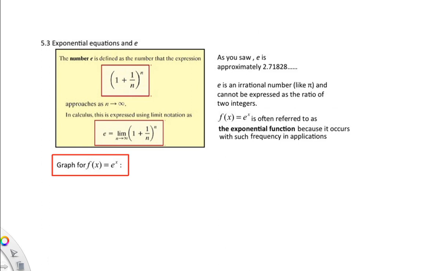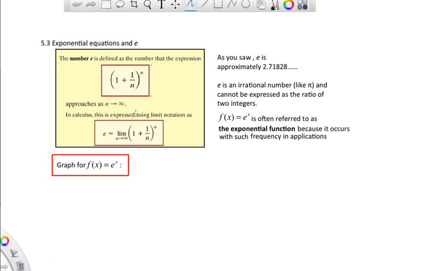Exponential equations and e. We spent quite a lot of time on what e really is, and that we have an approximate value for it. Here's a definition that we used the other day. This is one way that we can define e.